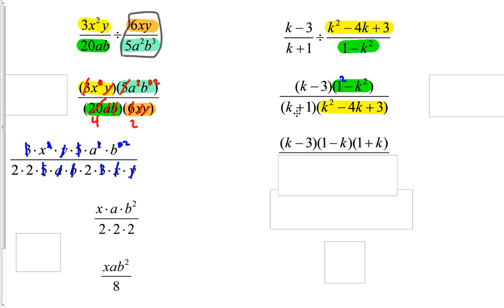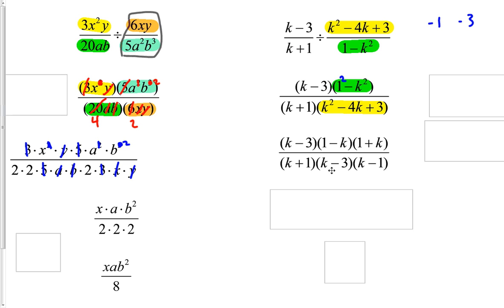In our denominator, that k plus 1 that we started with, nothing we can do to that. That's as simple as it's going to get. k squared minus 4k plus 3. If we want to see how to factor that down, we're looking for two things that multiply to 3 and add up to negative 4. Let's try negative 1 and negative 3. Multiply is going to be positive 3, add is going to be negative 4, so that's exactly what we need. So we'll have a k minus 1 and a k minus 3 as our two factors in the denominator.